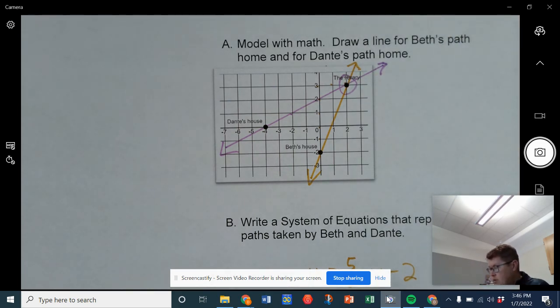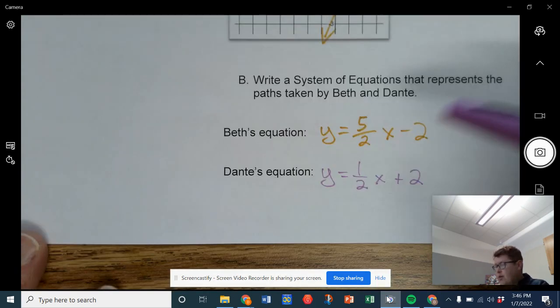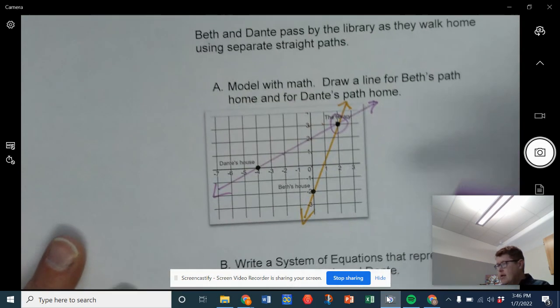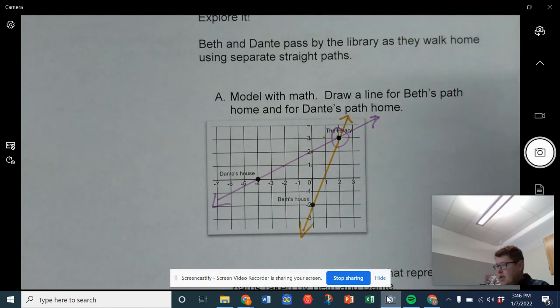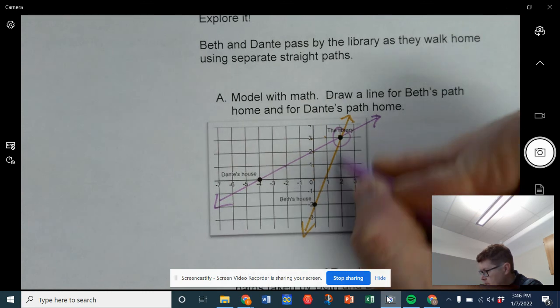So that's kind of how you do it, guys. Kind of work backwards, I suppose, by drawing the line and then generating the equation. But that's really all it is, right? You get these two lines on the graph, you look where they cross, your solution is right there. So in this case, it would be (2, 3).